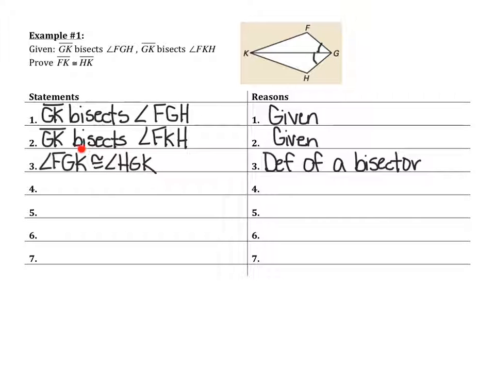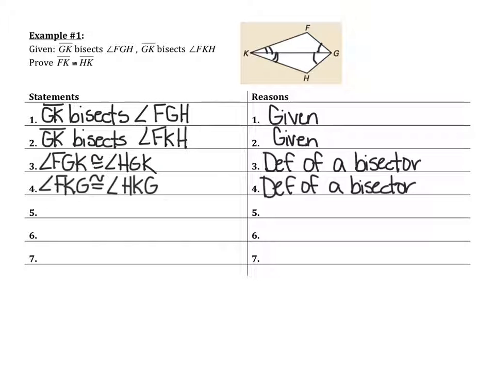Next, let's look at this given. Segment GK bisects a different angle, angle FKH. So FKH is right here. GK is still bisecting that angle. So that means it's cutting this angle into two congruent angles. So that means that this angle right here, FKG, is congruent to this angle right here, angle HKG. So that'll be my next step in my proof. And just like before, I knew that these two angles were congruent because of the definition of what a bisector is.